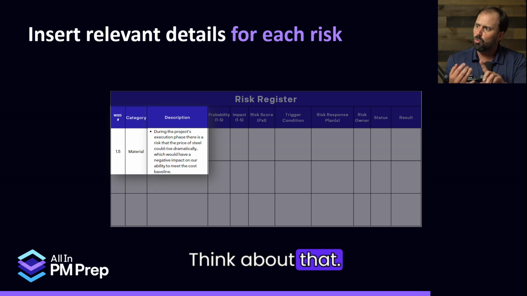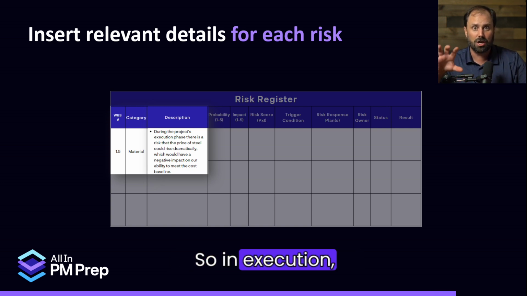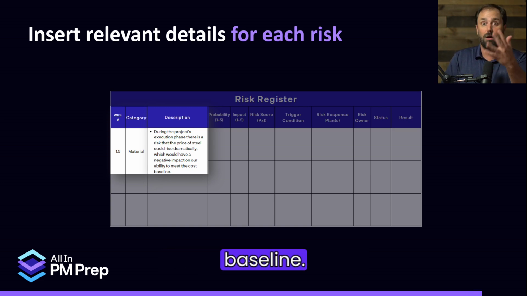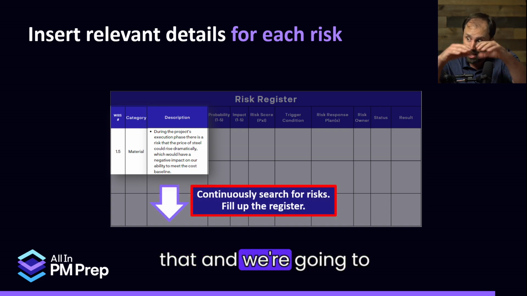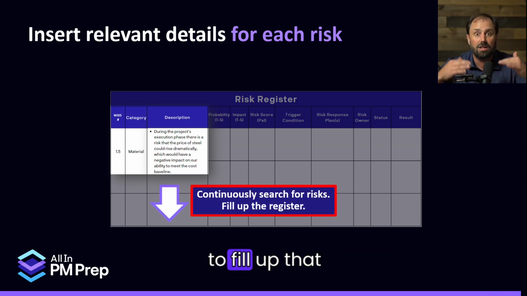Think about that. Really specific about where it is, what it's related to. So in execution, we have a material. If the cost goes up, it could really hurt our baseline. Really specific. Now we're going to get that and we're going to go on and keep nailing down more and more risks to fill up that register.